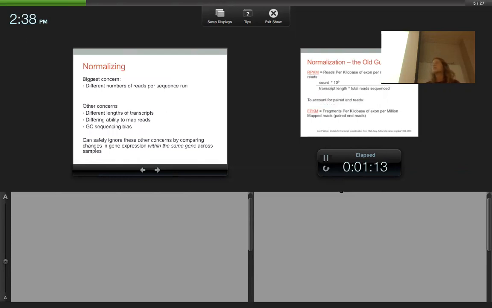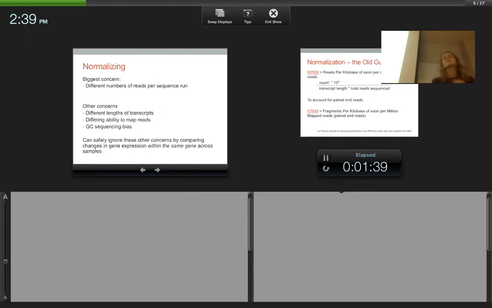So the first thing we have to do with this data is talk about normalizing. The biggest concern that you absolutely have to normalize for is that you're going to have different numbers of reads per sequencing run. So some of your libraries are going to come out with millions of reads, maybe a whole order of magnitude more than another library. That means you can't compare your read counts directly, right? Because your sample size is different.